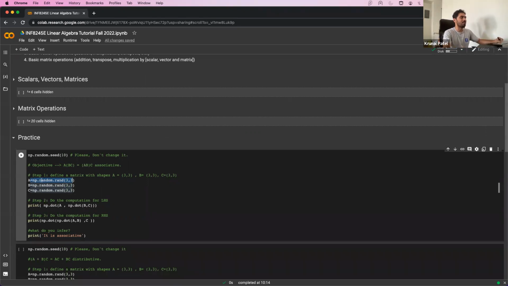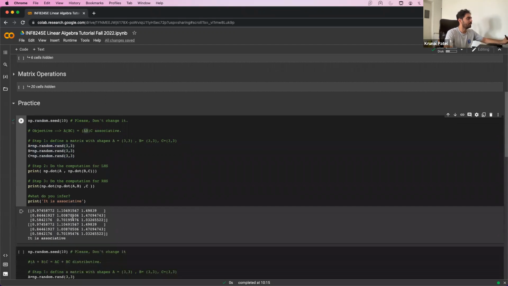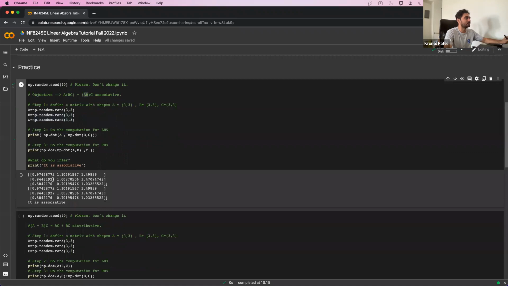All I'm doing is computing 3 random matrices A, B, C, and then on one side I'm doing BC first and then doing the dot product with A, and on the other side I'm doing AB first and then doing the dot product with C, right? When you do that, we compare the outputs. It is exactly the same output, and that's why matrix multiplication is associative.